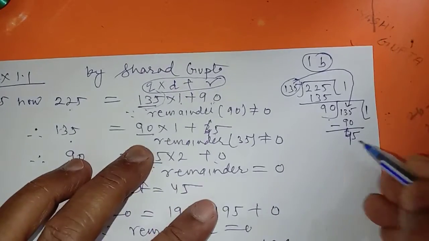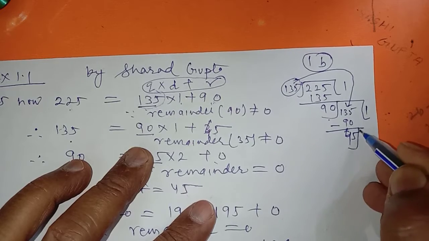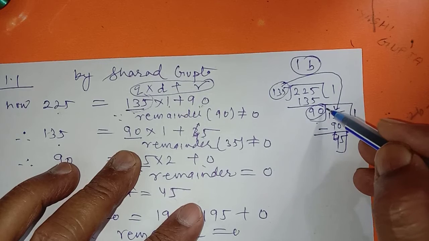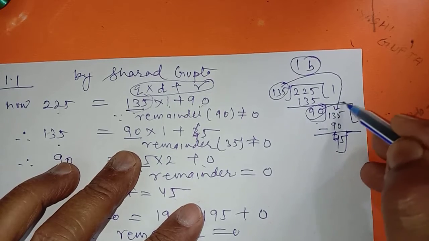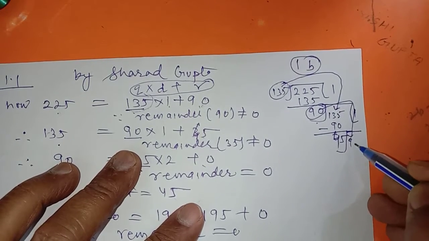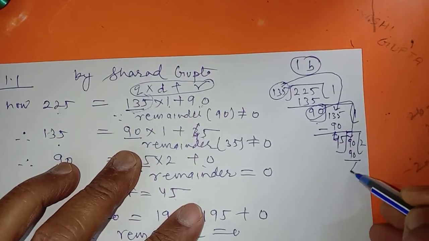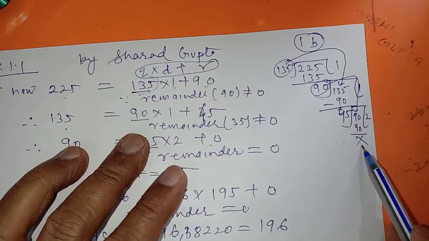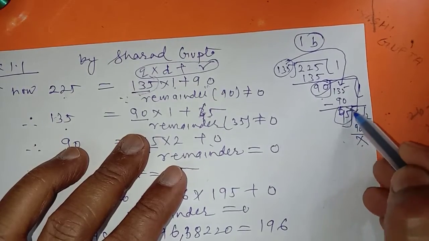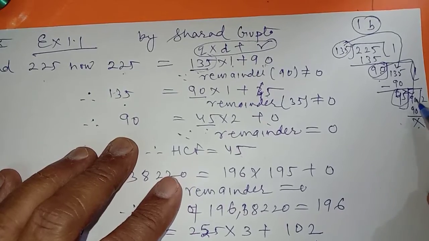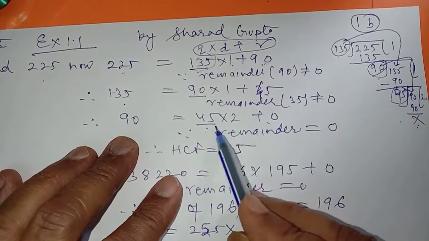Now again the same method, the remainder will become the divisor and the original divisor will become the dividend, and now divided it will be 2. Now the remainder is 0, so the HCF will be 45. So for 90 you will write 45 into 2 plus 0, like this.